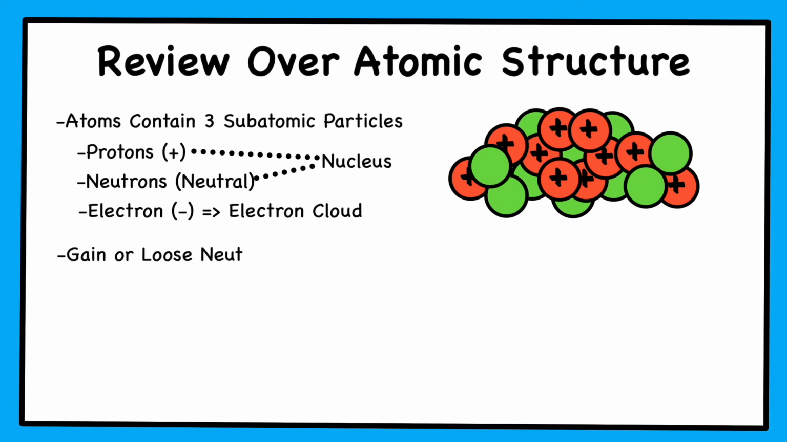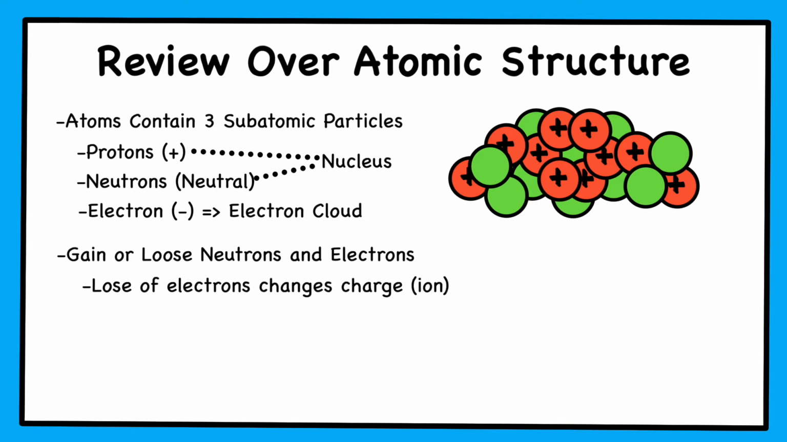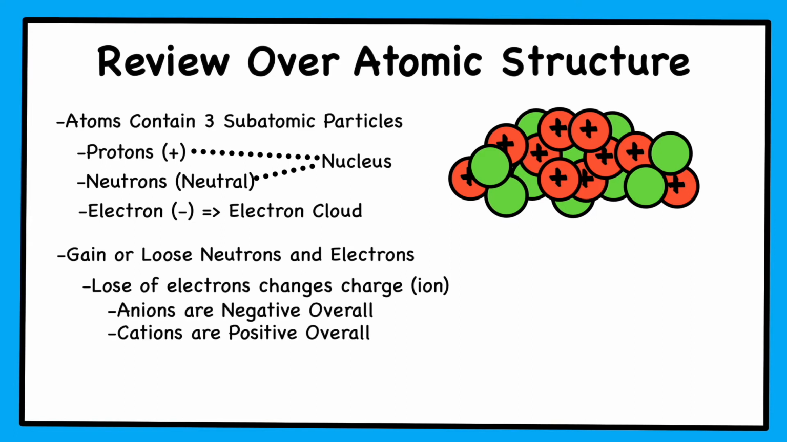Atoms can gain or lose electrons and neutrons, but they cannot change the number of protons they have. If an atom gains or loses electrons, it changes the atom's overall charge, making it an ion. Remember, anions are negatively charged and cations are positively charged ions. If an atom loses a neutron, then the atom changes its overall mass, which we call an isotope.